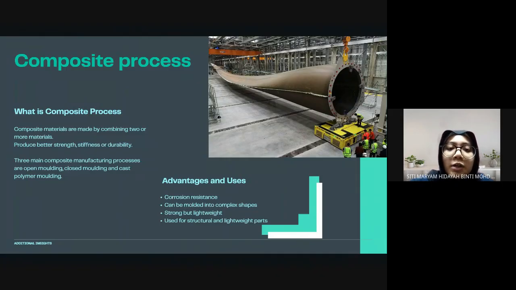One of the advantages and uses of the composite process is corrosion resistance. Next, it can be molded to complex shapes. Besides, it's also strong but lightweight. Then it's mostly used for structural and lightweight parts. Okay, next.